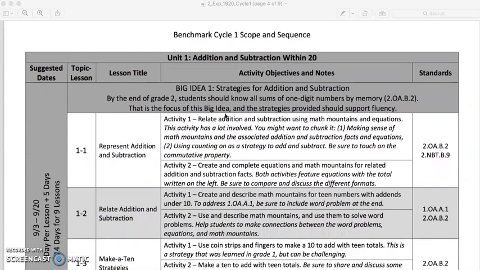All right, now the scope and sequence day by day layout. So it should look similar to the past, except a whole lot more words. Unit 1, addition and subtraction within 20. Math Expressions is broken into big ideas. So each big idea will be highlighted in this darker gray language. And that big idea, strategies for addition and subtraction, comes straight from the book.